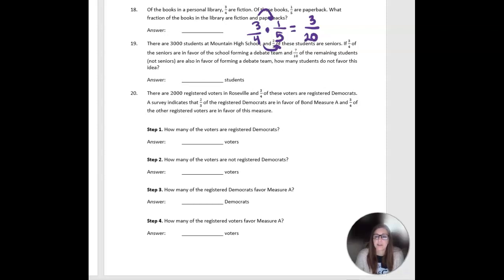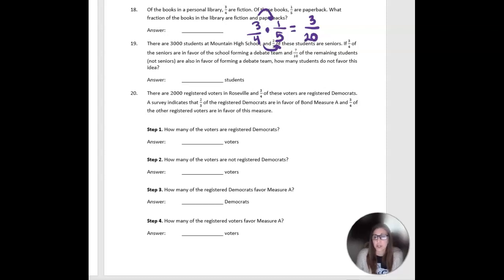Number 19, there are 3,000 students in Mountain High School. 2/3 of these students are seniors. If 3/4 of the seniors are in favor of the school forming a debate and 7/10 of the remaining students not seniors are also, how many students? Oh, wow. Let's read this one again. Okay. There are 3,000 students. 2/3 of these students are seniors.